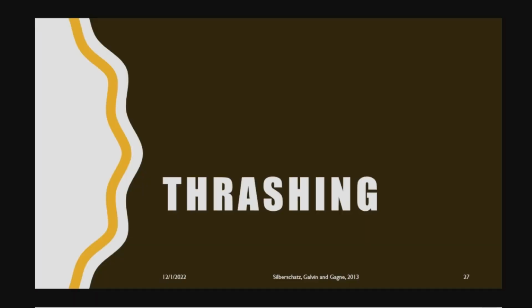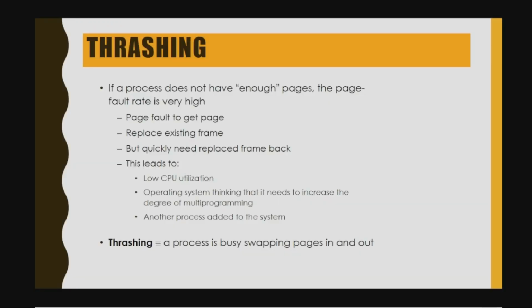Okay, the next part is about thrashing. If a process does not have enough pages, the page fault rate is high. A page fault is to get a page and replace an existing frame, but quickly the replaced frame is needed back. So this leads to low CPU utilization. The operating system, thinking that it needs to increase the degree of multiprogramming, adds another process to the system. Thrashing is when a process is busy swapping pages in and out.